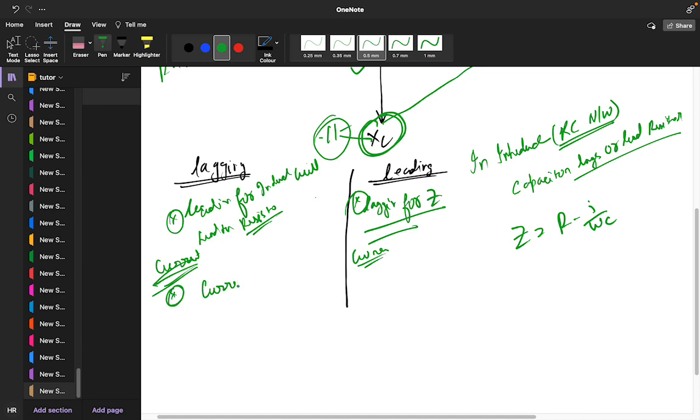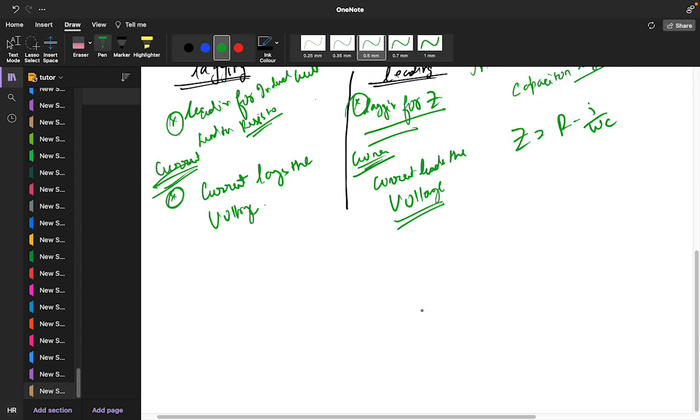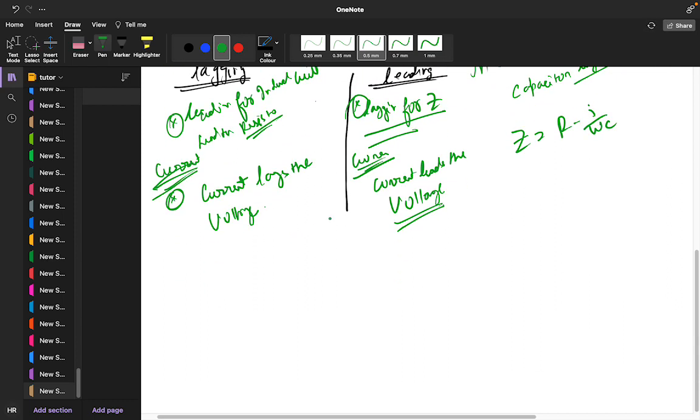Current lags the voltage, and here current leads the voltage. Okay, now you guys will say how it is going to happen.